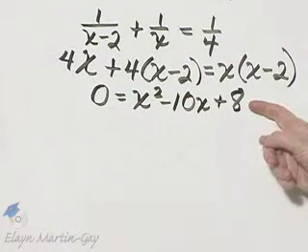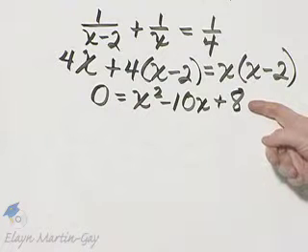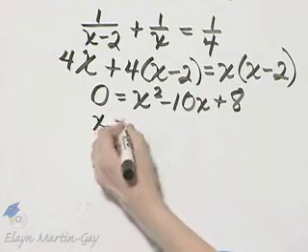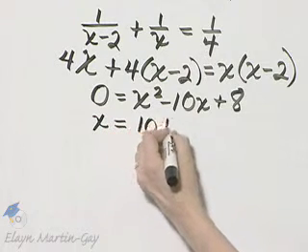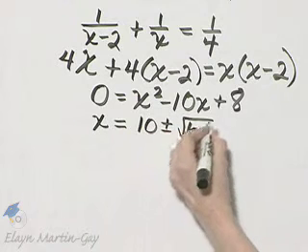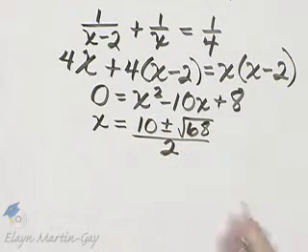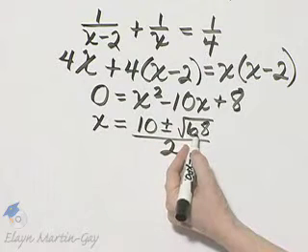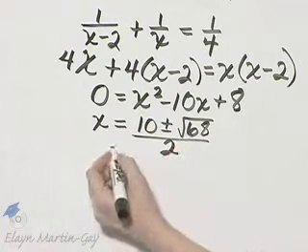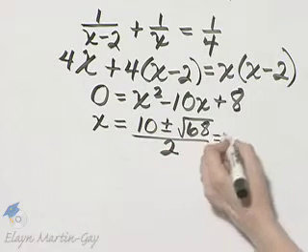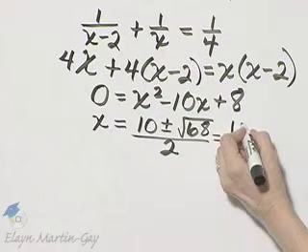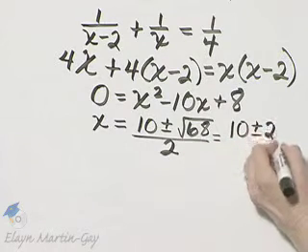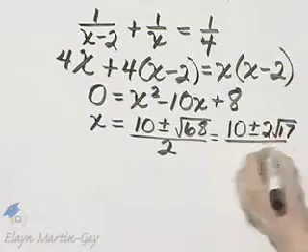This cannot be solved by factoring, so use the quadratic formula. If you use the quadratic formula, you'll have X is equal to 10 plus or minus the square root of 68 all over 2, and you will need to simplify this. There is a perfect square factor of 4 here, so I'm going to write it to the side: 10 plus or minus, this is 4 times 17, so that's 2 square root of 17, all over 2.